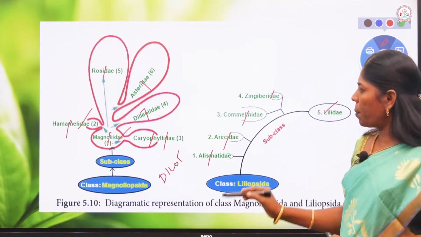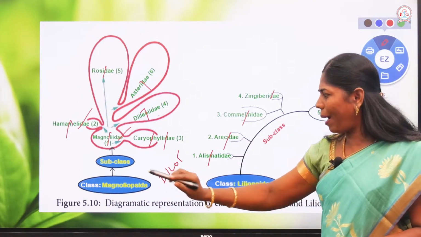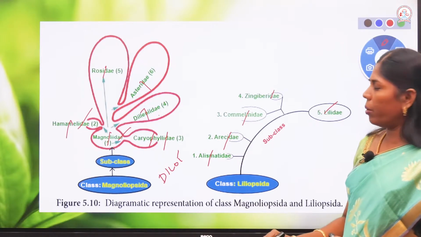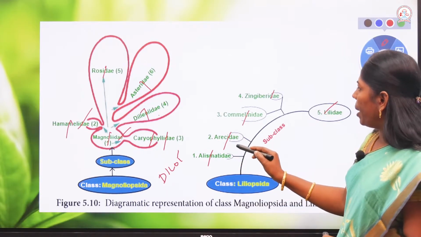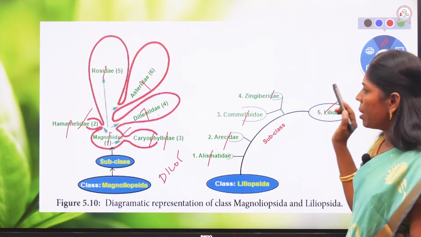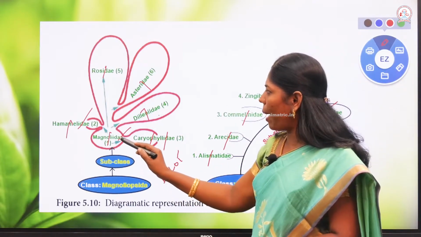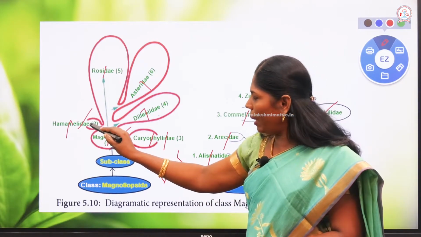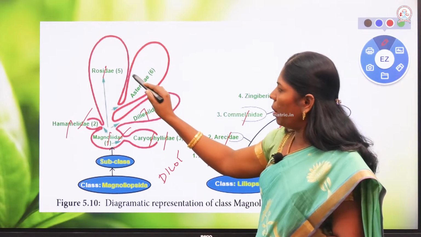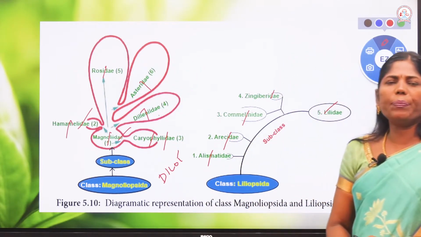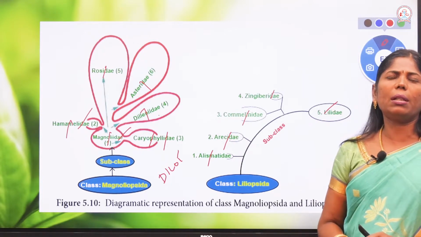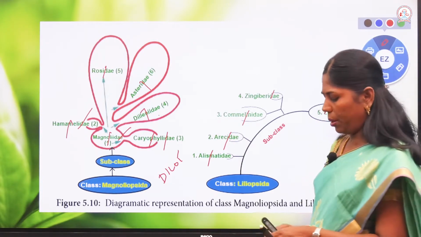So these are the subclasses of Liliopsida and the subclasses of Magnoliopsida. Once again you have to recall: Alismatidae, Arecidae, Commelinidae, Zingiberidae, Liliidae. Here in Magnoliopsida, Magnoliidae and Hamamelidae, Caryophyllidae, Dilleniidae, Asteridae, Rosidae. So these are all the classes in the monocot and dicot according to Arthur Cronquist's classification.